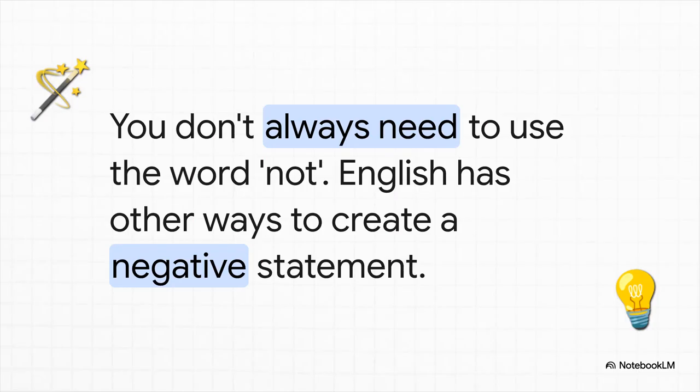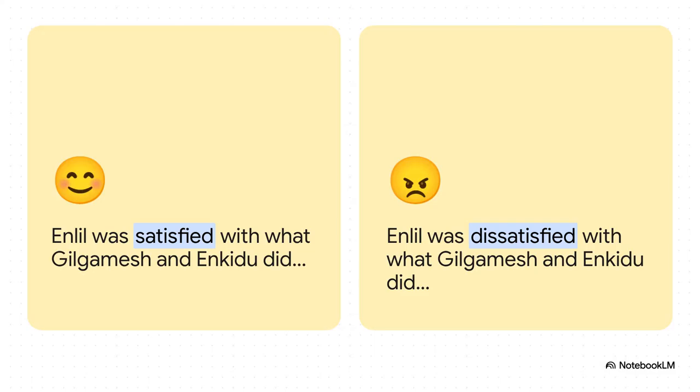But here's the cool part. Making a negative statement isn't always about just sticking the word not in there. The English language has some more subtle, more elegant ways to get the job done. For example, instead of saying, Enlil was not satisfied, you can just use the word's direct opposite, its antonym. Enlil was dissatisfied. Just by swapping one word, the entire meaning is reversed. It's a really efficient way to make a negative statement.